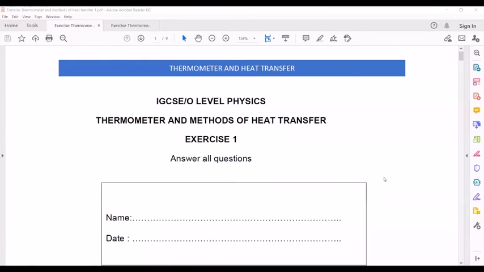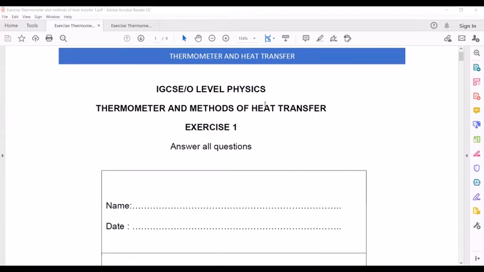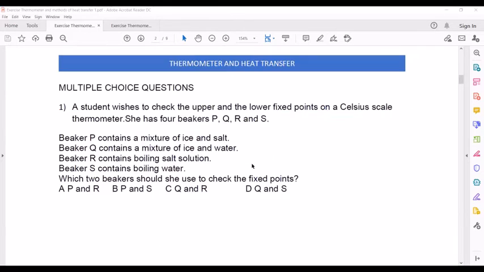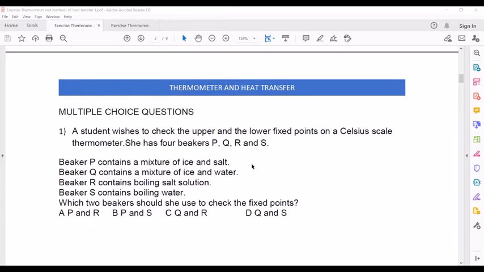First, I'll discuss the doubts related to exercise thermometer and method of heat transfer, exercise 1. Any question from 1 to 5? Any doubt?